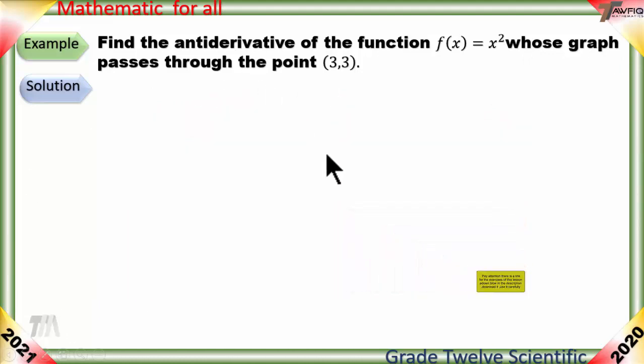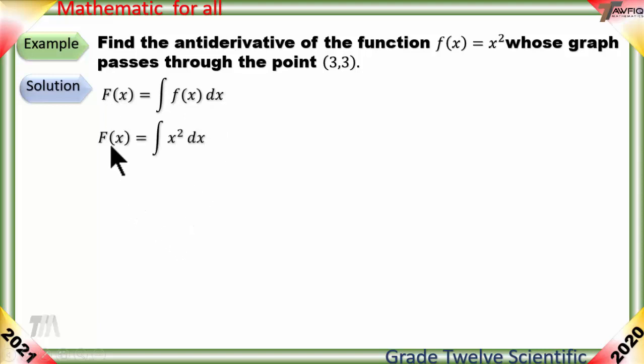When we want to find the special function which passes through a specific point, first of all, we must find the integral of the function. So the antiderivative capital F of x is equal to the integral of f of x dx. So it becomes the integral of x squared dx. By adding 1 to the power and dividing by the new power, it becomes 1 over 3 x cubed plus c.